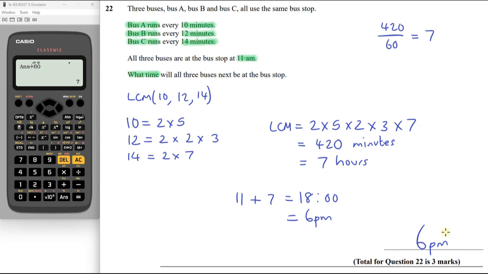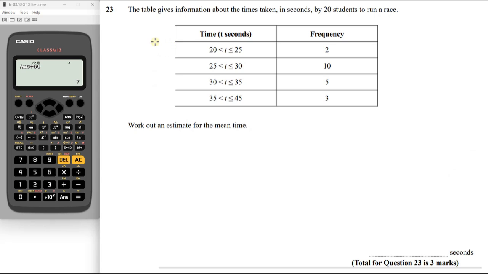Hopefully not. Question 23. The table gives information about the times taken in seconds by 20 students to run a race. So you can see here between 20 and 25 seconds, there were 2 students. There were 10 students who took between 25 and 30 seconds and so on. Work out an estimate for the mean time. So notice how it says estimate because we can't calculate an exact mean because we don't know the times. All we know are the intervals.